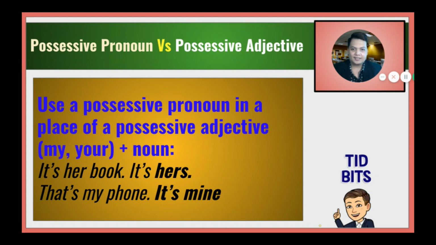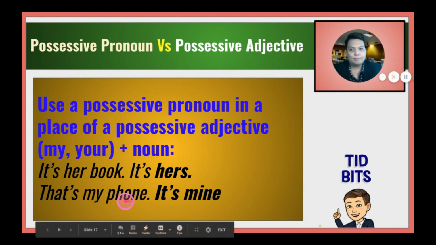Next, we use a possessive pronoun in place of a possessive adjective, my, your, plus noun. So it's her book, it's hers. From her book, it becomes it's hers because we talk about possession. So that's my phone; from my phone, it becomes it's mine. Mine is a possessive pronoun.